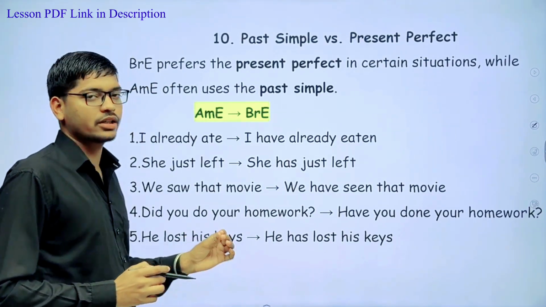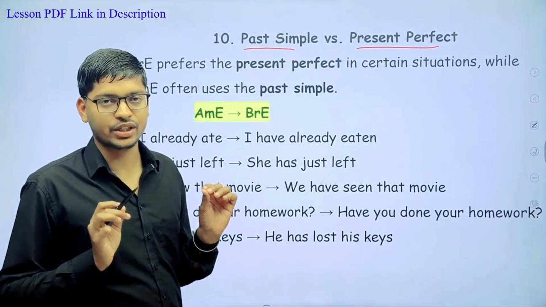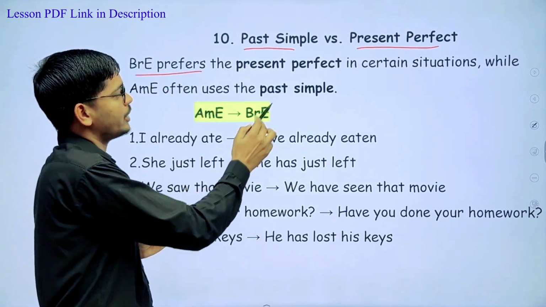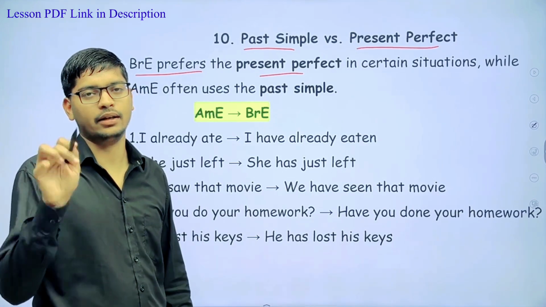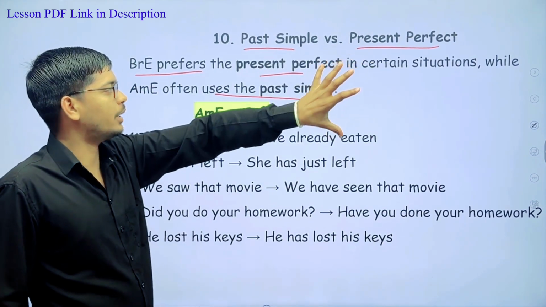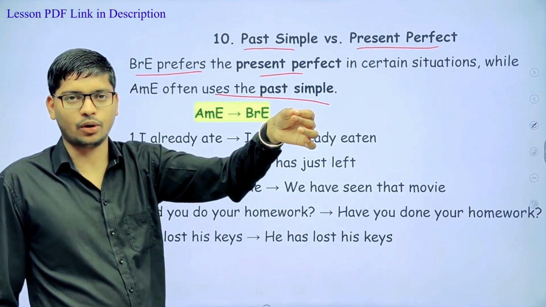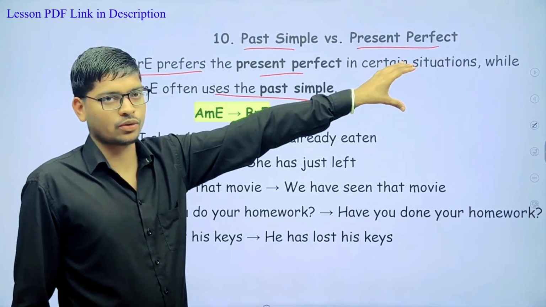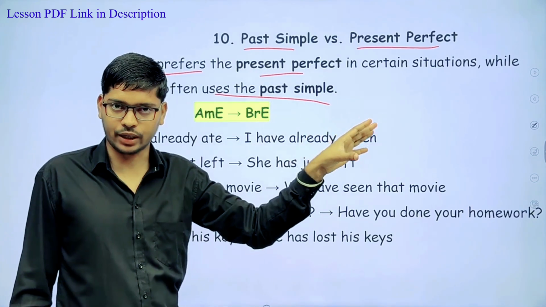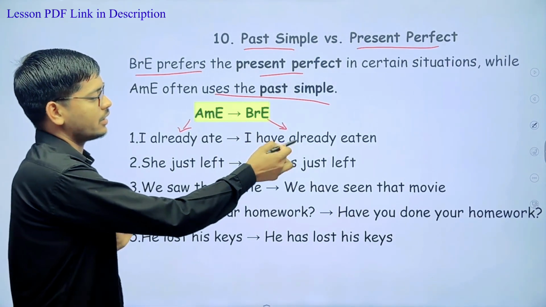The next and last difference is related to past simple versus present perfect tense. Here British English prefers the present perfect in certain situations, while American English often uses the past simple. Okay, so here is a very different situation. Let's see examples. Here are American English sentences and here are British English sentences.